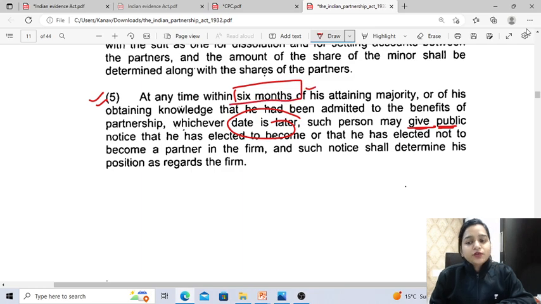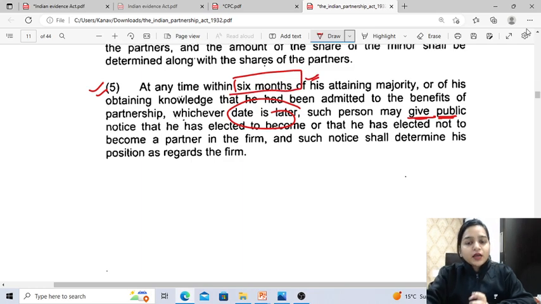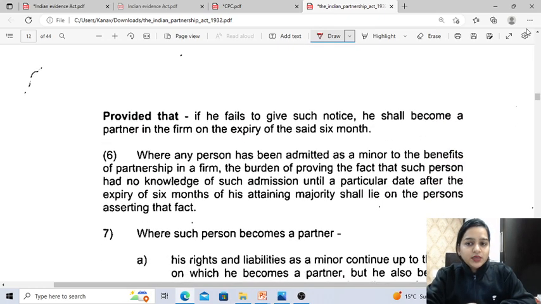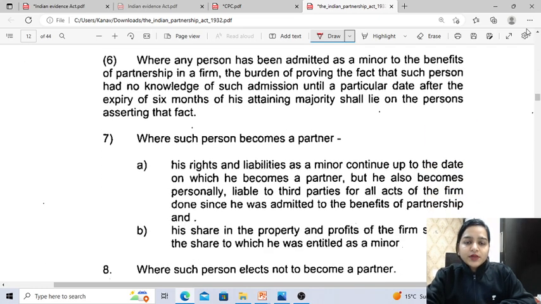within 6 months of his attaining majority. अगर उसने 6 महीने में नोटिस नहीं दिया, then he shall become a partner in the firm on the expiry of the said 6 months. तो वो पार्टनर बन जाएगा फर्म में उस 6 महीने की एक्सपायरी पे। So where any person has been admitted as a minor to the benefits in the firm, तो अगर ऐसा पर्सन पार्टनर बन गया तो उसकी राइट्स एंड लायबिलिटीज एज अ माइनर सिर्फ उसी डेट तक कंटिन्यू करती हैं जिस दिन वो पार्टनर बन जाता है। Why?